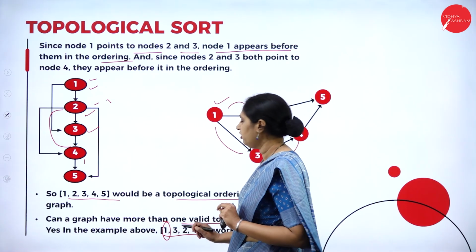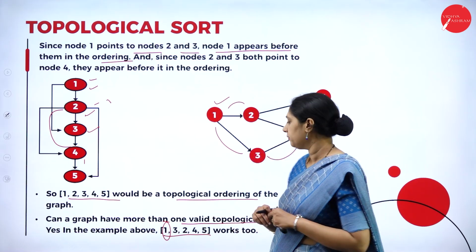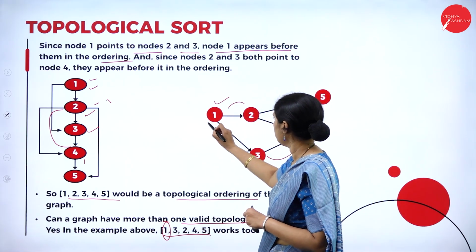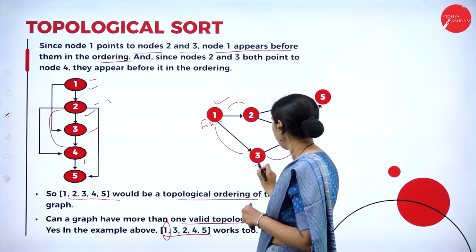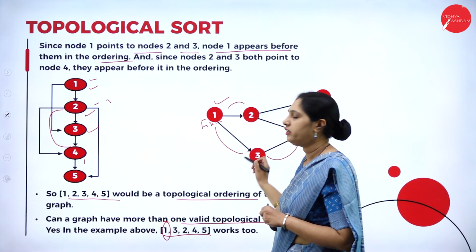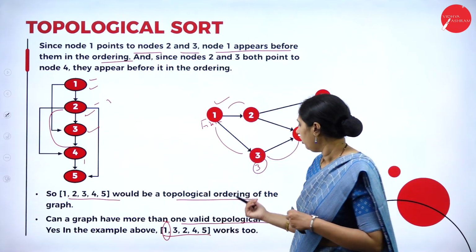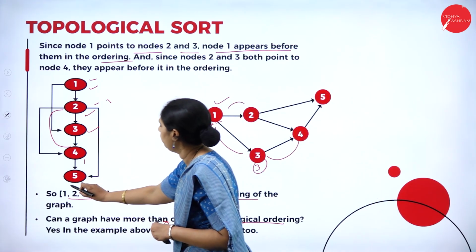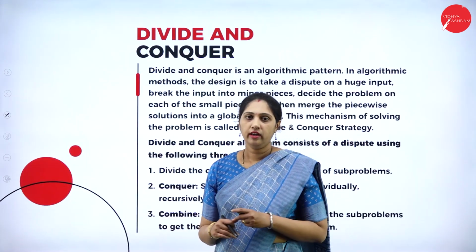But here it is 3 and then 2. According to this graph, it is correct, right? 1 is the first one, followed by 3. Why 3? Because 1 is connected to 2 and 3. So I can take 3 first, or according to this, I can take 2 first. So both are correct. Next comes divide and conquer.